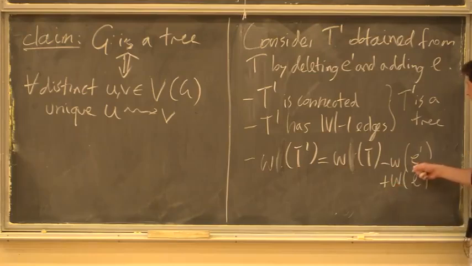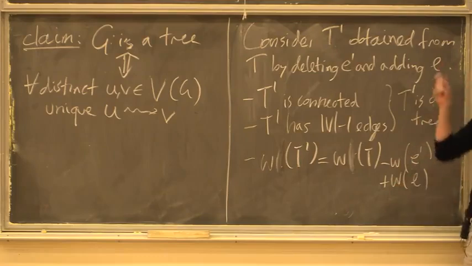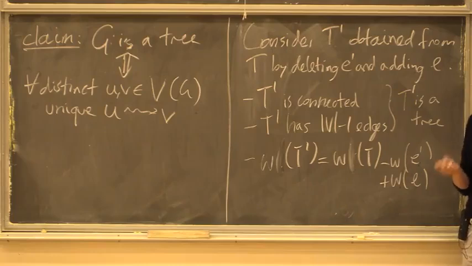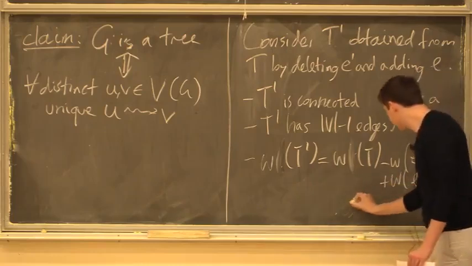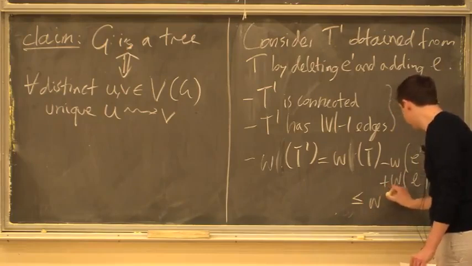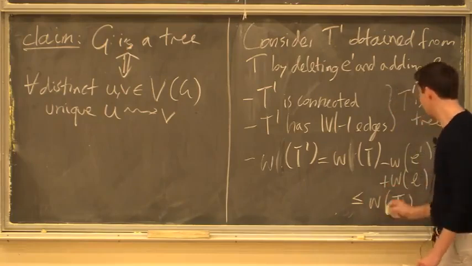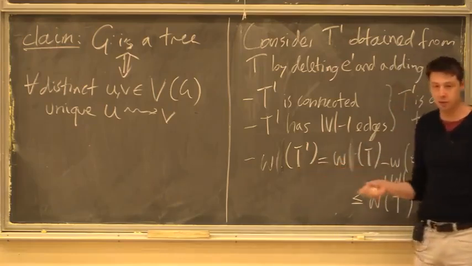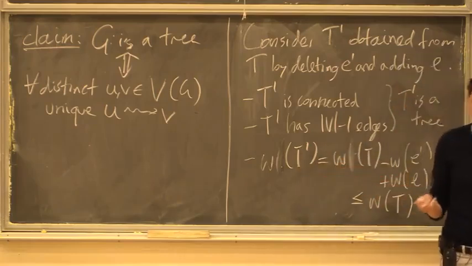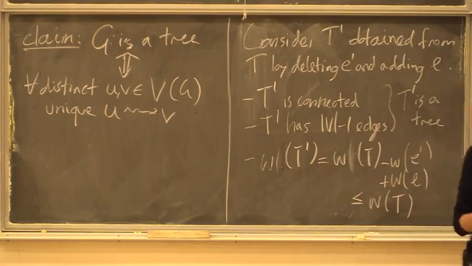So that means that E, and moreover E prime, is crossing the cut. So the weight of E is less than or equal to the weight of E prime. So it means that this entire thing is at most the weight of T. So T prime is just as good, if not better, but T is optimal, so T prime cannot be strictly better. So we've proved that T prime is an MST also. Okay?